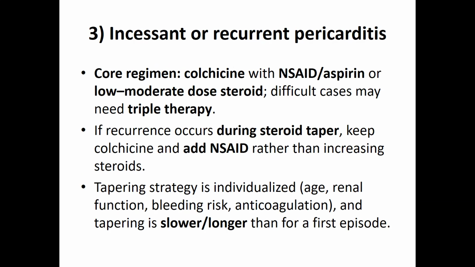Okay, incessant or recurrent pericarditis, the core regimen is colchicine. Colchicine is the cornerstone, with NSAID or aspirin or low dose steroid. And in many cases, we do triple therapy. Like the first presentation of acute pericarditis, we usually start with colchicine and NSAIDs. We can also use colchicine with low dose steroid. If recurrence occurs during steroid taper, keep colchicine but add NSAID. So if the patient starts to feel that the pain is coming back, you make it a triple therapy if you started with two agents. Okay.